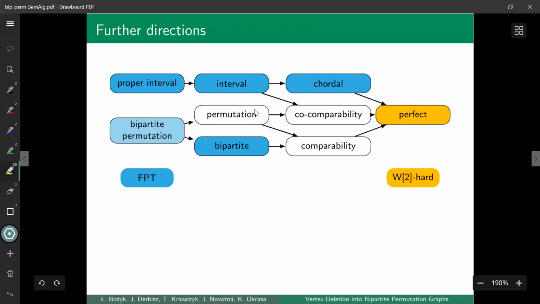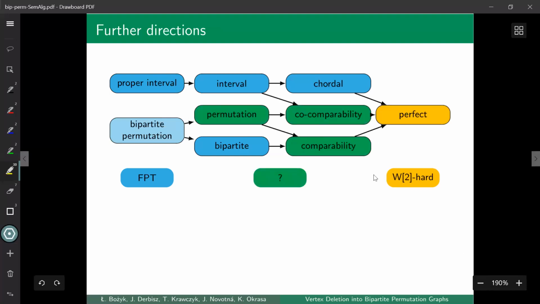We may try to extend it to these, which are seemingly more difficult to say something about, because as you've seen, the forbidden family for permutation graphs is quite a mess, right? So yeah, first of all, try to do something about vertex deletion to the three remaining graph classes in the picture, maybe via defining these almost graph class graphs. And switch to the world of posets.